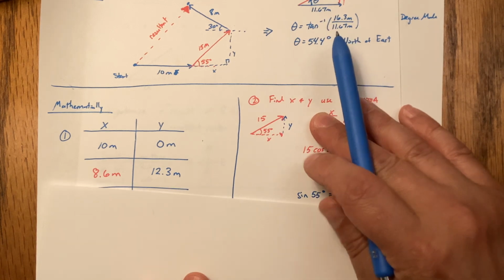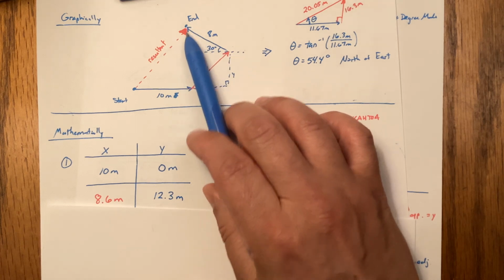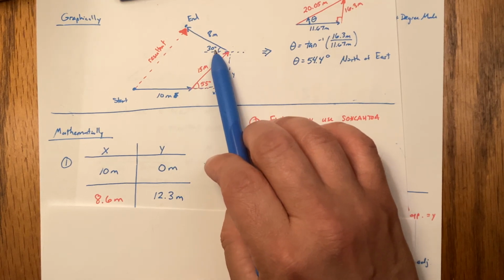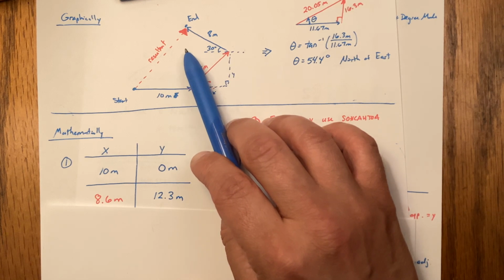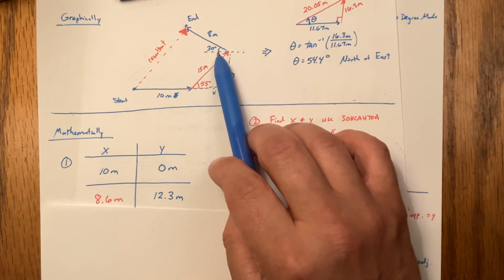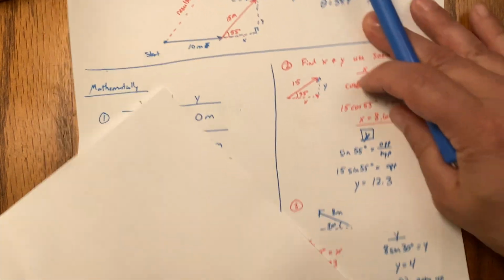The last vector is this one right here. Again, we're going to visualize x and y. What's different, though, is this x now will be negative because we're starting here and we're moving to the left. So we'll still use our SOHCAHTOA, and when we find it, it's going to be a negative value. All right, so let's take a look at that one.